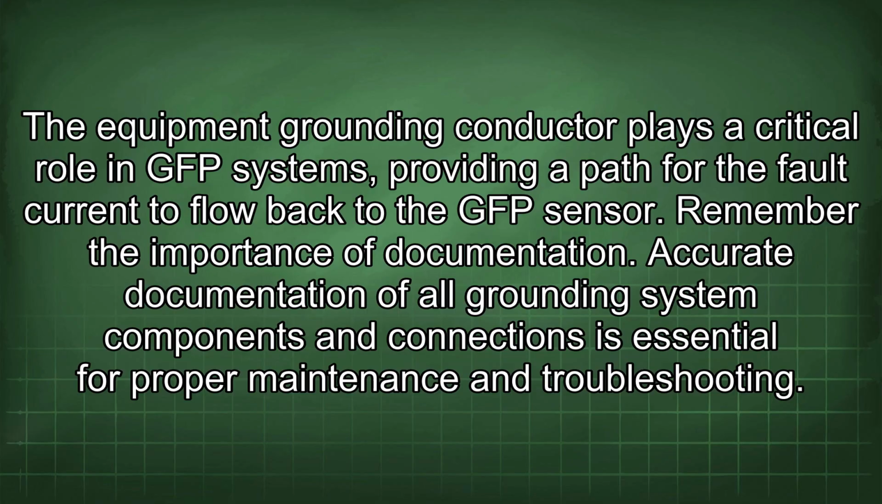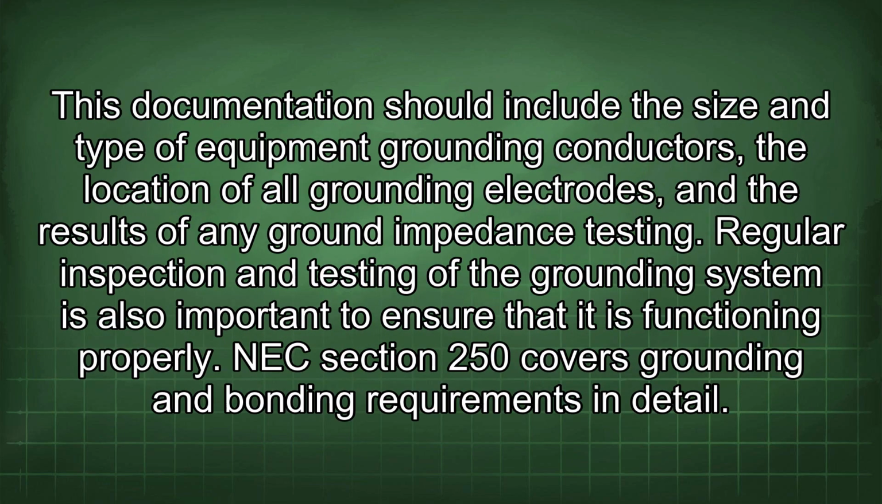Remember the importance of documentation. Accurate documentation of all grounding system components and connections is essential for proper maintenance and troubleshooting. This documentation should include the size and type of equipment grounding conductors, the location of all grounding electrodes, and the results of any ground impedance testing. Regular inspection and testing of the grounding system is also important to ensure that it is functioning properly.